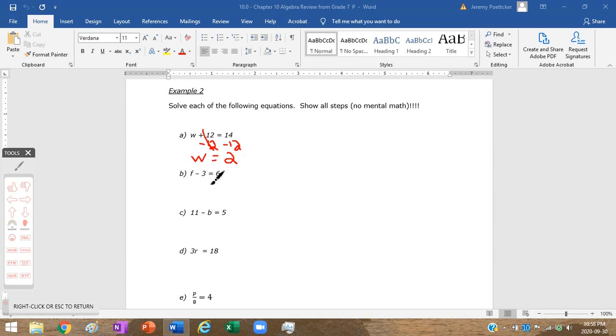All right, here we've got f minus 3 equals 6. Well, we've got subtraction going on, so we're going to add 3 to both sides. All right, so again, we're doing the opposite. We're doing the same to both sides. Negative 3 plus 3, that's going to be 0. So we're left on this side with just an f. On this side, we've got 6 plus 3. That's going to be equal to 9. And away we go.